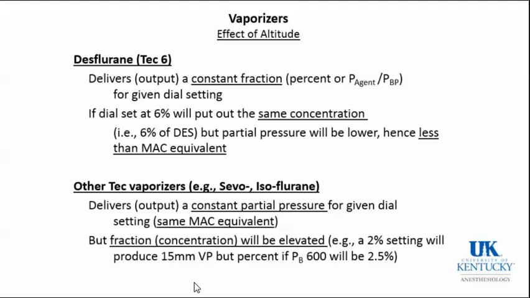On the other hand, the other vaporizers produce a constant partial pressure. So when you go to altitude, it will deliver the same partial pressure that it did at sea level, but the percent will be higher. But since the effect of anesthetics is based on partial pressure, the anesthetic effects will be the same at altitude as they were at sea level.